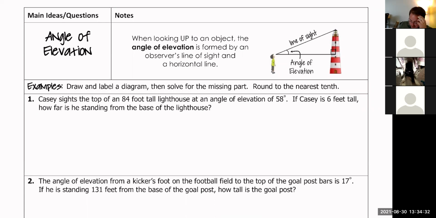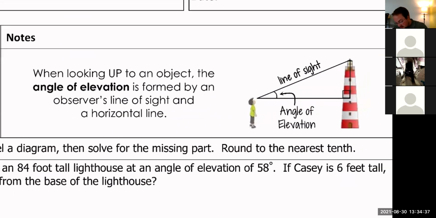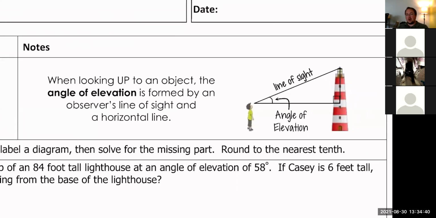First page, or first side here, is all about what's known as an angle of elevation. So if you take a look here, there's a neat little diagram of a boy looking up at the top of a lighthouse. It says, when looking up to an object, the angle of elevation is formed by the observer's line of sight. So if you were to draw a line from your eyes up to what you're looking at, and a horizontal line, which is usually the level of your eyes with respect to the ground, you create an angle of elevation.